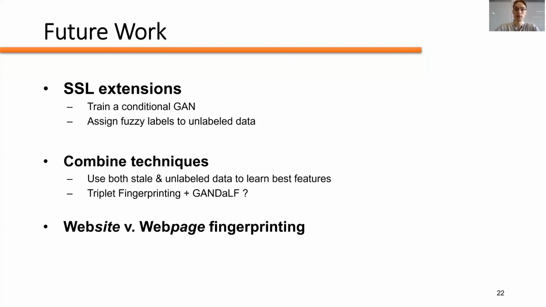We also believe that there is much room for improvement in the combination of many previous techniques to better enhance the classification system by taking advantage of many data sources, such as the stale data as done in triplet fingerprinting and unlabeled data in our attack. And finally, our performance in the subpage setting has shown that there's still much work to be done in improving the performance of fingerprinting websites more broadly using their subpages.